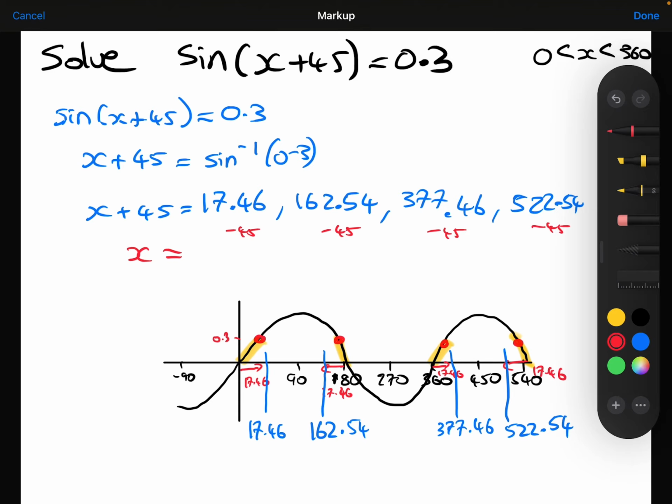So 17.46 minus 45 is minus 27.54. 162.54 minus 45 is 117.54.